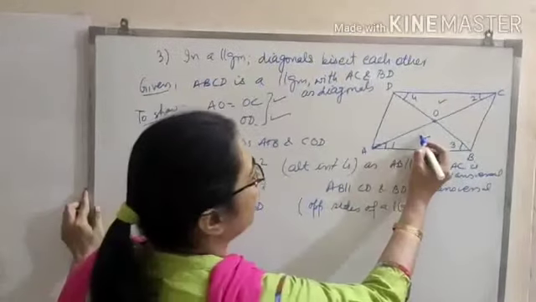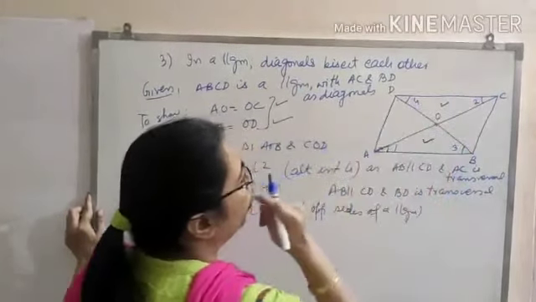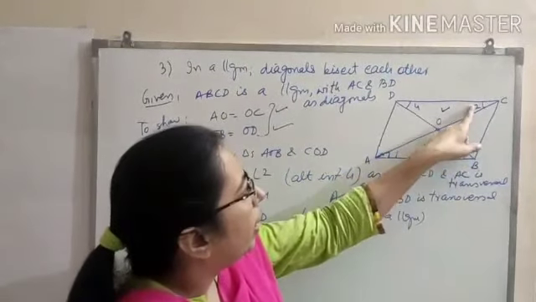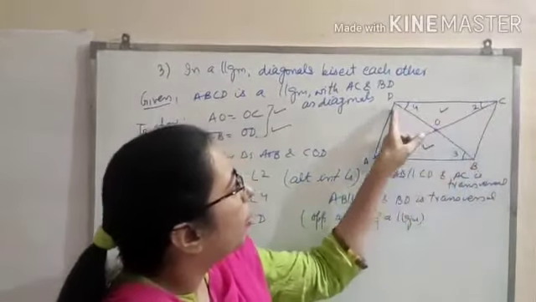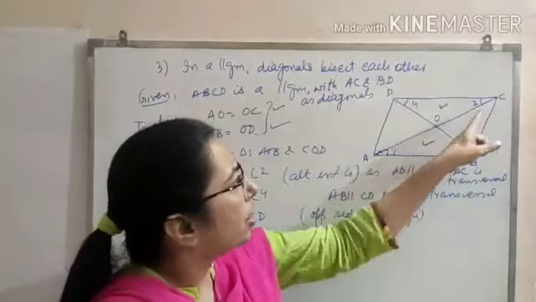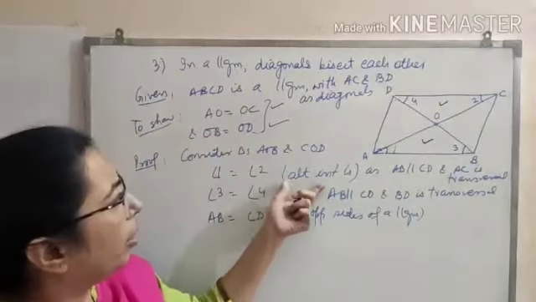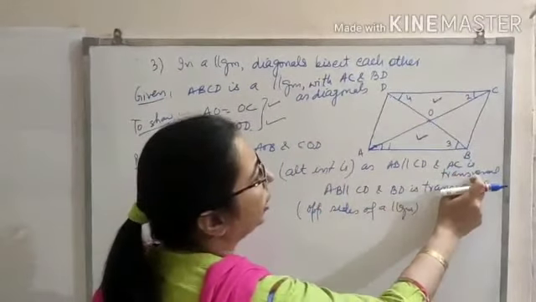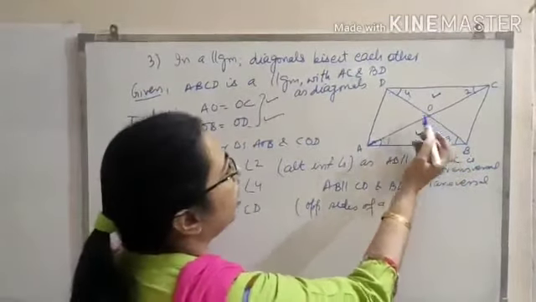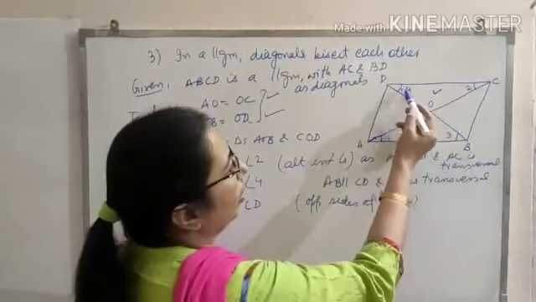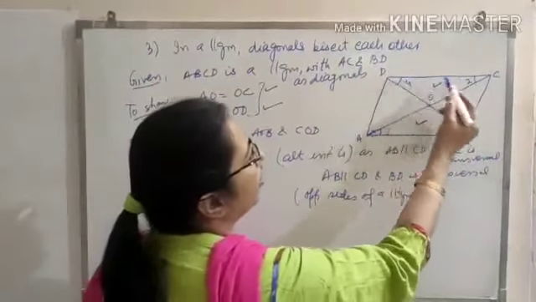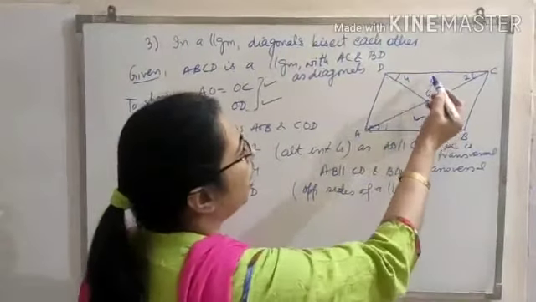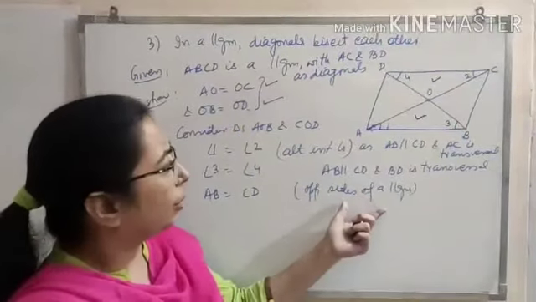Now we will consider these two triangles. Prove that these two triangles are congruent. How? Angle 1 is equal to angle 2 as AB is parallel to CD and AC is transversal. Whenever you are using alternate interior angles, you have to mention the parallel lines and the transversal. Similarly, 3 is equal to 4. These are again alternate interior angles when AB is parallel to CD and BD is transversal. And AB is equal to CD, opposite sides of a parallelogram.